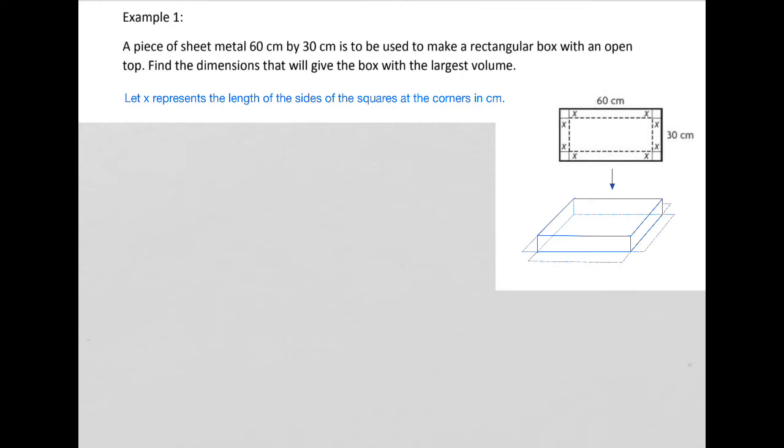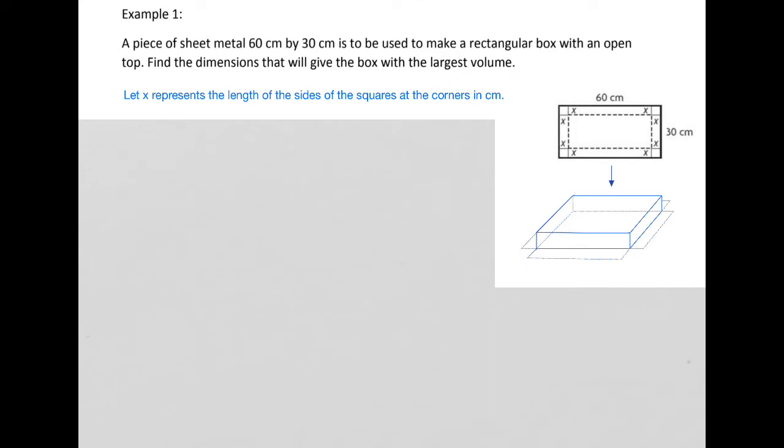Step 2, we need to determine a function that represents the quantity to be optimized. In this question, the quantity that we need to optimize is the volume because the question says largest volume. So even though we are finding the dimensions, the quantity to be optimized is actually the volume. So let's write an equation for the volume of the box. V equals length times width times height.